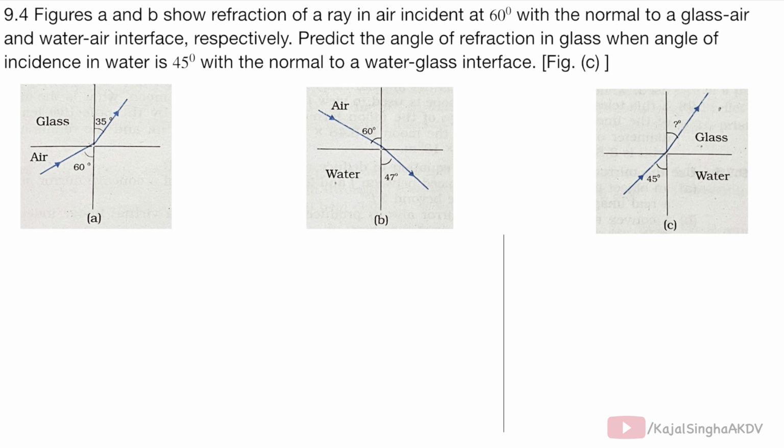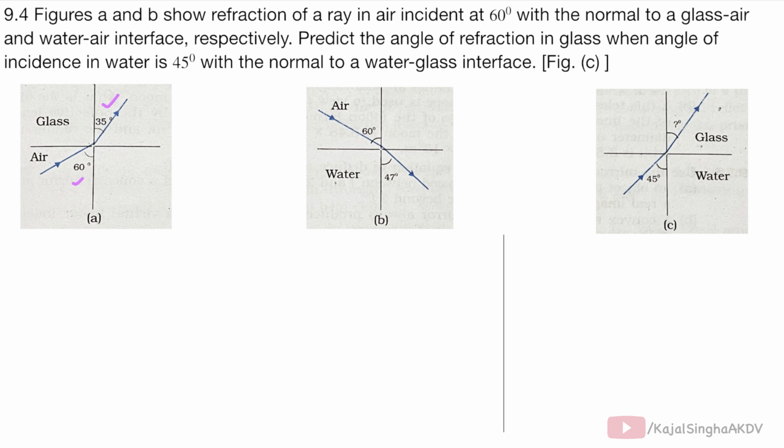Figure A and B show refraction of a ray in air incident at 60 degree with normal to a glass air and water air interface respectively. Predict the angle of refraction in glass when angle of incidence in water is 45 degree with the normal to a water glass interface. Here we can see that light rays go from air to glass, and angle of incidence is 60 degree and angle of refraction is 35 degree.